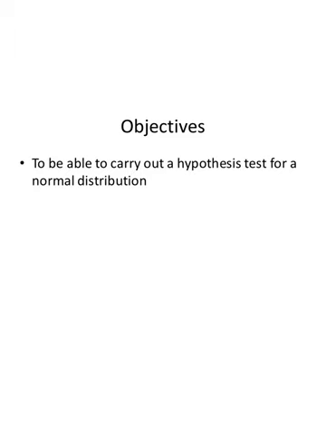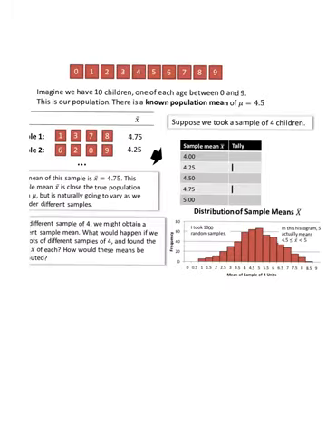So in today's lesson, the last section we need to do to finish the course, we're going to look at how we can carry out a hypothesis test for a normal distribution. So we're going to imagine we have 10 children, one of each age between 0 and 9. So here is our population. Our population in this case is the age of our 10 children who are aged between 0 and 9.